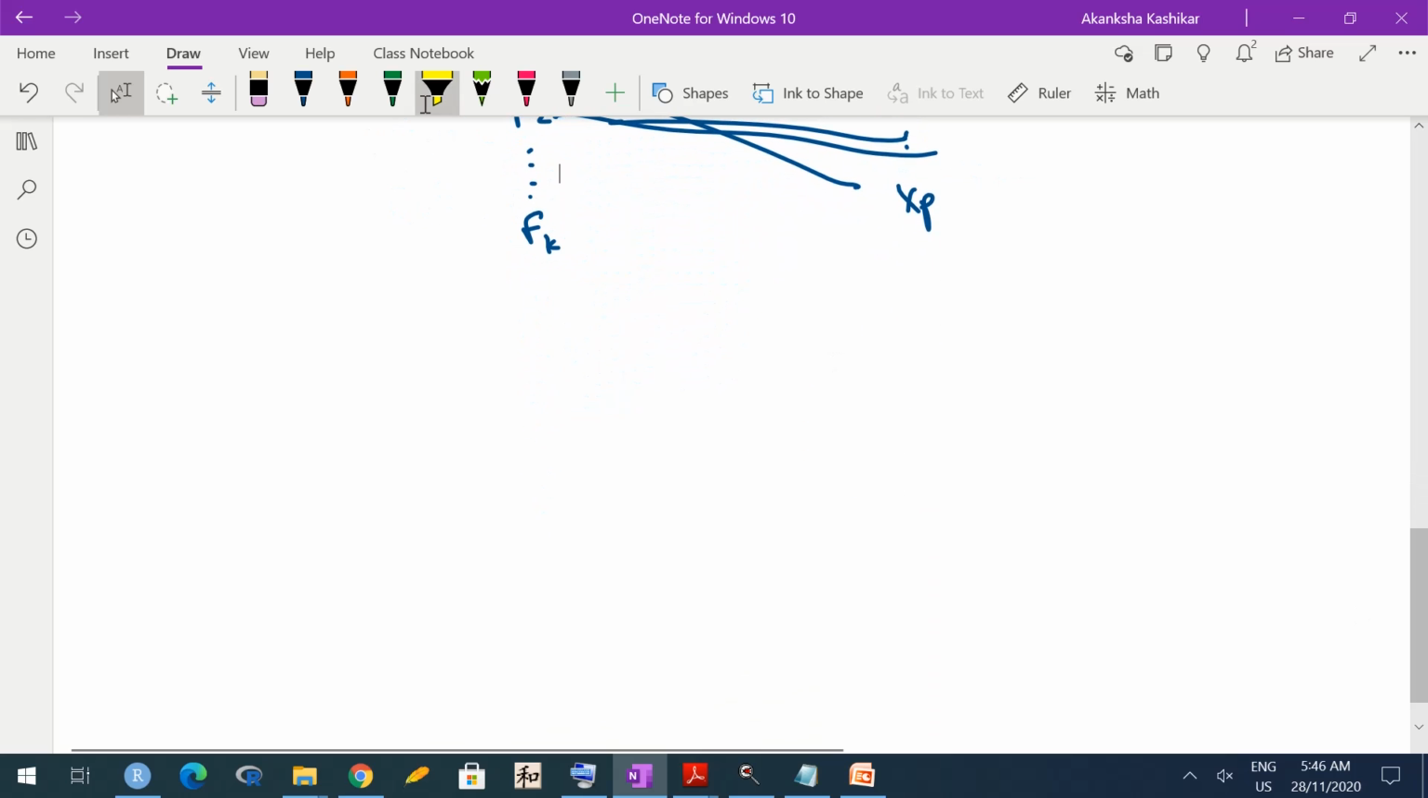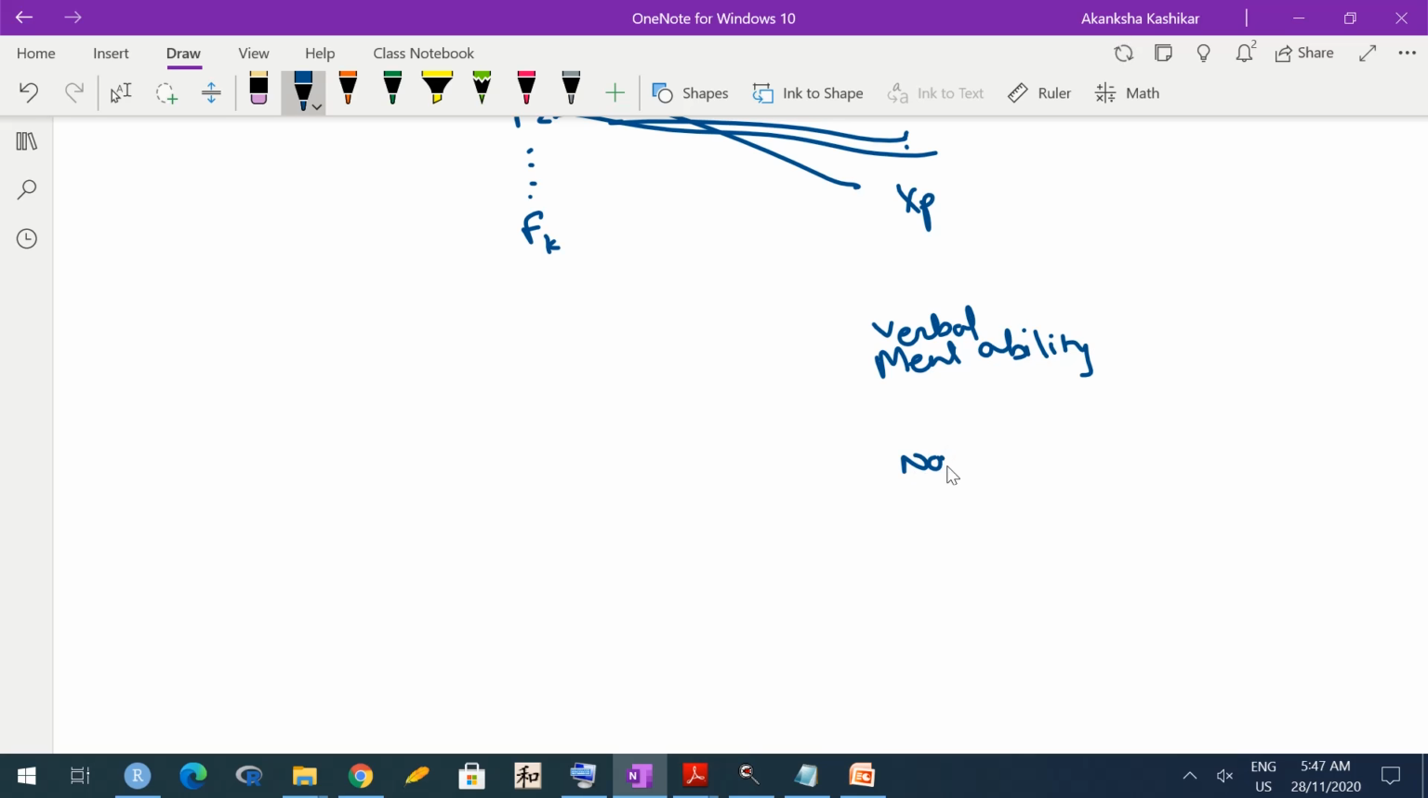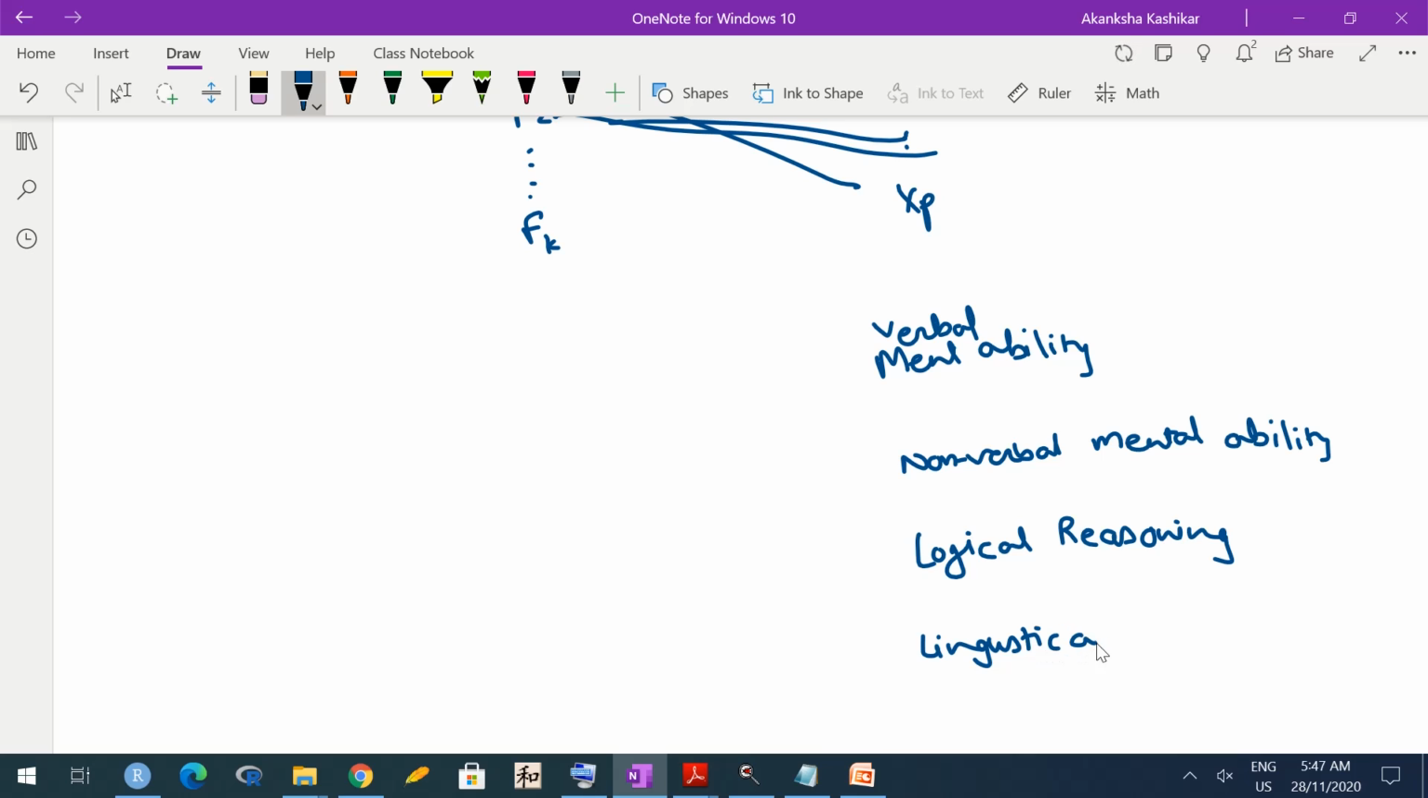So for example, if I continue talking about the IQ thing, let me write down the test scores that we have. So we have say verbal mental ability. Then we have non-verbal mental ability. Then we have logical reasoning score. And we have linguistic ability score. So suppose a person gives these types of tests, and here we actually have the factors.